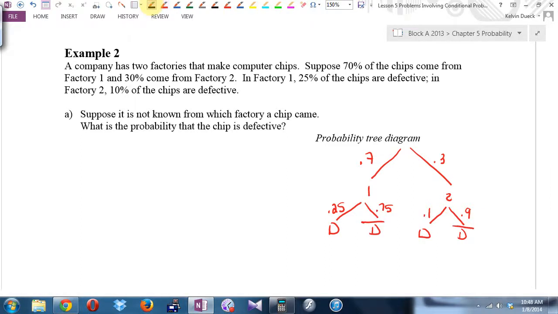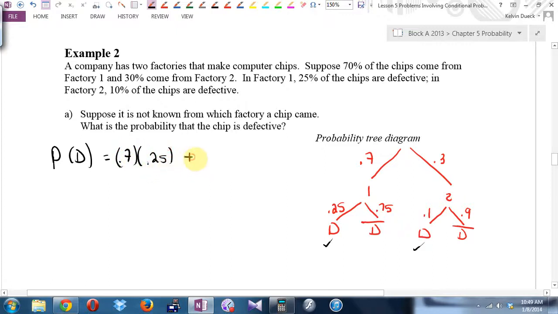Now, A says, suppose you don't know which factory you came from. You're going down the tree. What's the probability that you're defective? In other words, that branch or that branch. Yes? Probability of defective is going to be multiplied down and across. It's going to be 0.7 times 0.25 or 0.3 times 0.1.